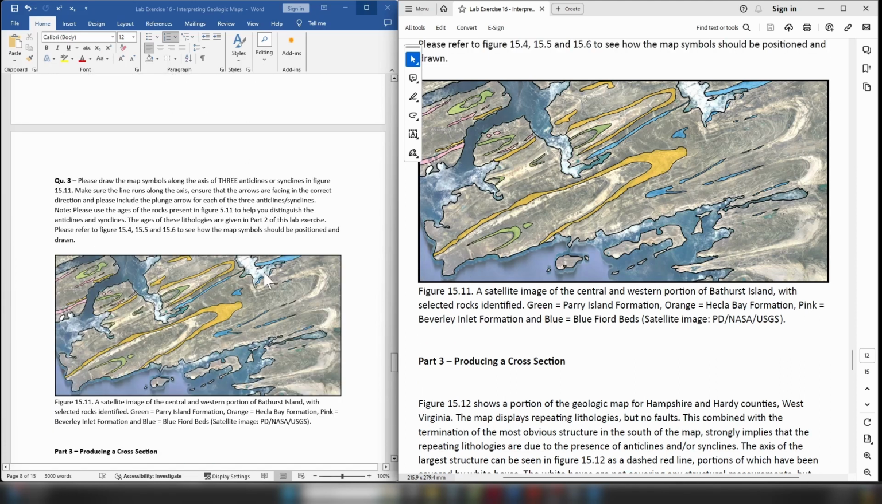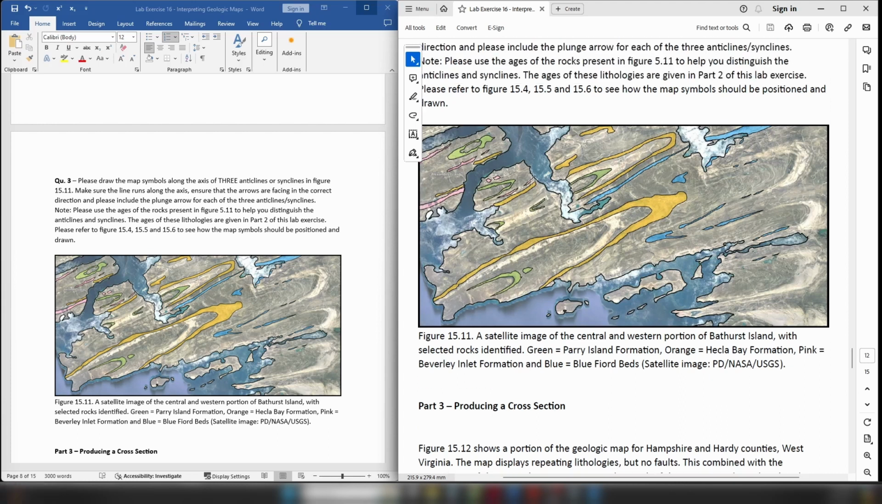And then in question 3, you are going to draw the map symbols along the axis of 3 anticlines or synclines. All right, so you're going to look at this map and you're going to say, right, well, I clearly have one feature here because I can see it closing up and coming back round. So I've got one axis here. I've got another feature right here. So I've got another axis coming through here like that. And then maybe you've got this feature here, which is sweeping round. So you know you have another axis coming through here. So the question is going to be, what are they? Are they anticlines or are they synclines?